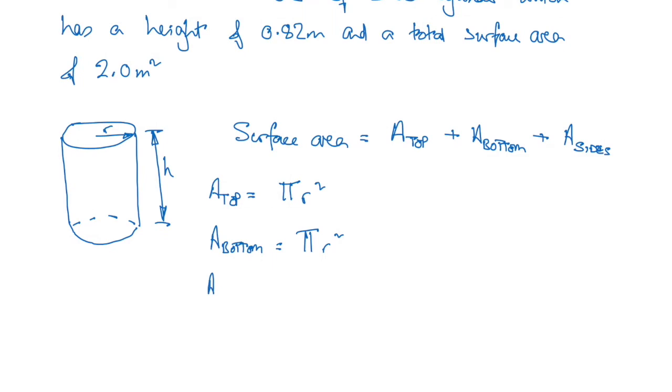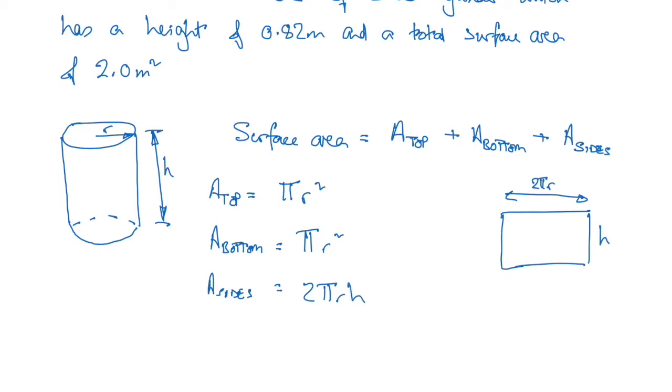The area for around the sides, whenever you split it out, if you imagine you unravel it, it'll form a rectangle which will have height h, but the distance along the top will be the circumference of the circle, which will be 2 pi r. So the formula for the area around the sides will be 2 pi r h.